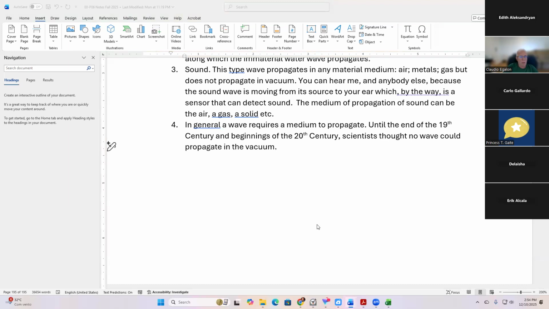We thought that a wave required a physical medium to propagate, but we were wrong. We were wrong. It's very important to keep that in mind, because that shows how science evolves.